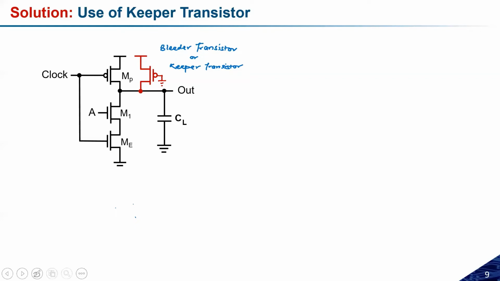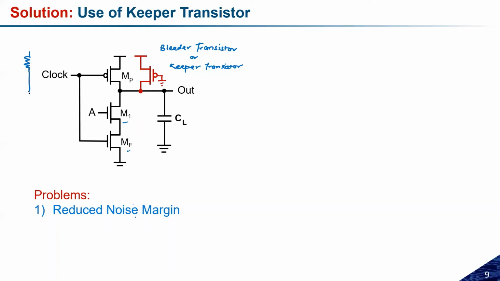So to overcome this problem, what we can do... the first problem: it will hold the logic, but during evaluation it will act as a voltage divider, because this is on, this is also on. So there will be the on resistance of this keeper and the on resistance of the two lower transistors M1 and ME. And we are observing the output at this node.